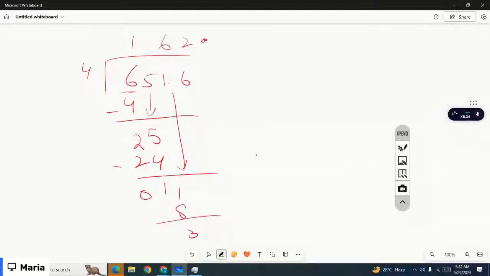You need to put a decimal point over here, right? Because now you are going to bring 6 down. So 4 times 9 is 36. So that is 162.9. The correct option is 162.9.